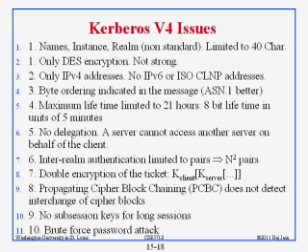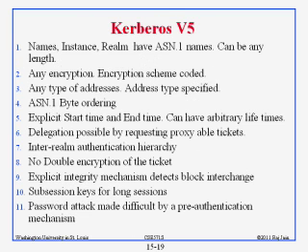Anyway, these 11 things, I have double numbering here, but I should have deleted these other numbers. These 11 issues were fixed in version 5. So now the names, instances, and realms have ASN1 names. They can be of any length. Any encryption scheme can be used. Now the encryption scheme is coded, so you'd say that I'm using AES.